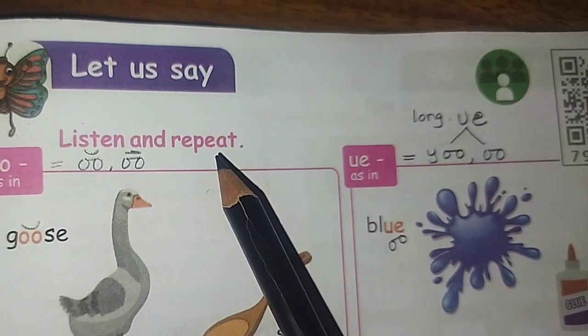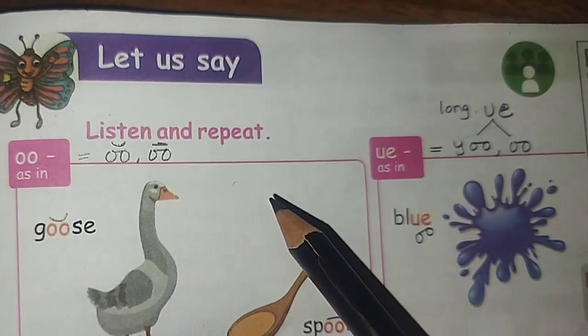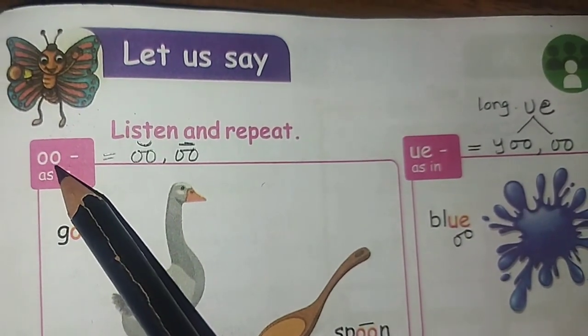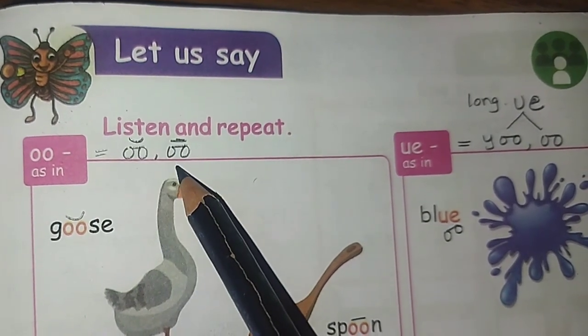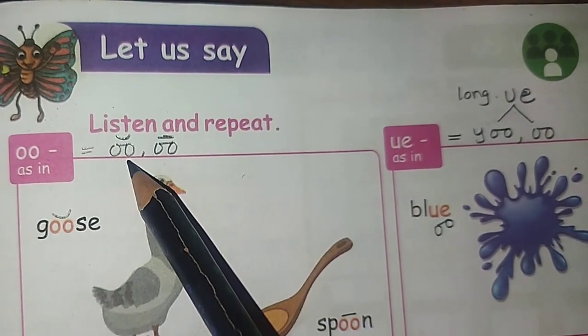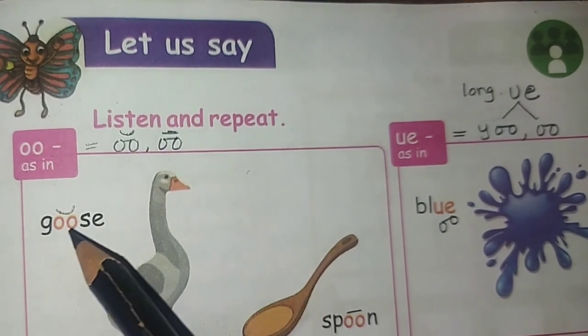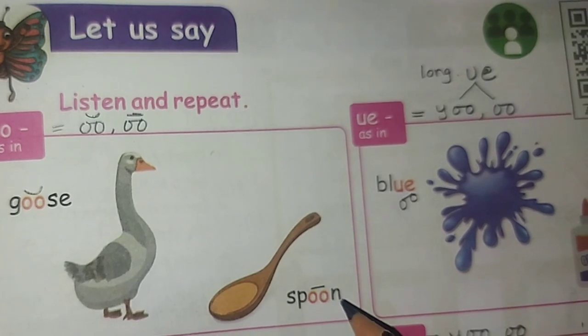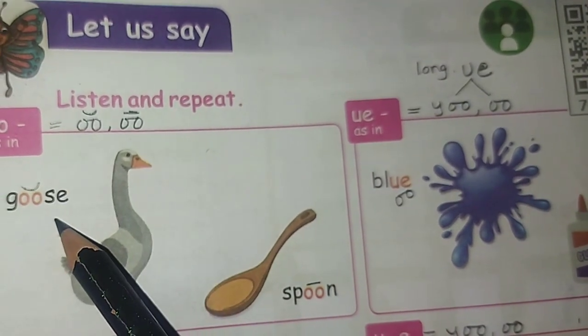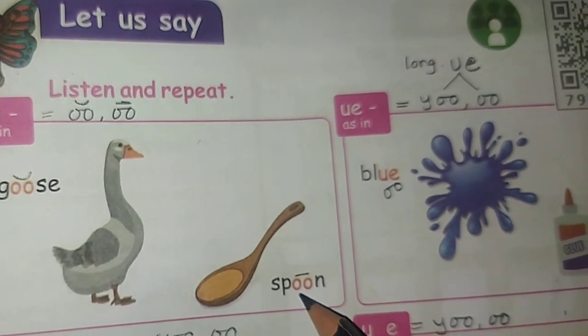Listen and repeat. Before I start this, I want to tell you that double O has two sounds: first is the short sound and second is the long sound. Oo, oo, goose. Here you see spoon. Here it is short sound and here it is long sound.